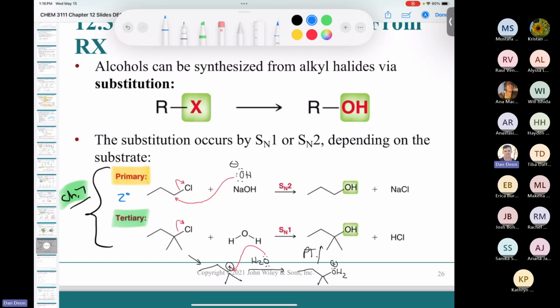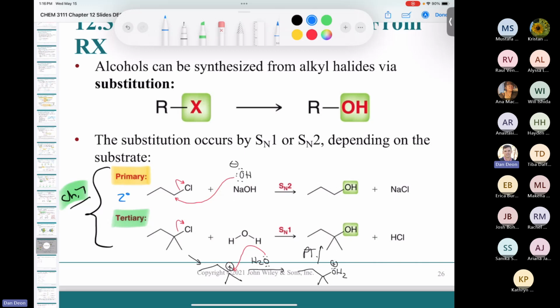And if you take a secondary alkyl halide and you treat it with a strong base, like sodium hydroxide, what's going to predominate will not be substitution to form an alcohol. It's going to be elimination, okay? So that's why a secondary alkyl halide is not shown on here. You're mostly going to get E2 in that case, okay?